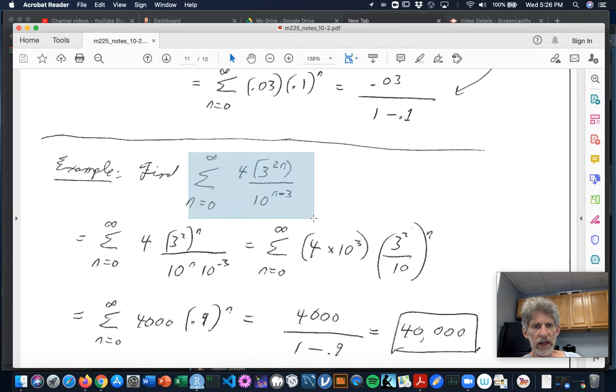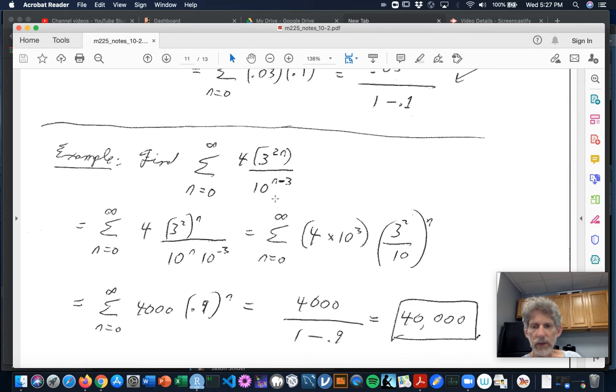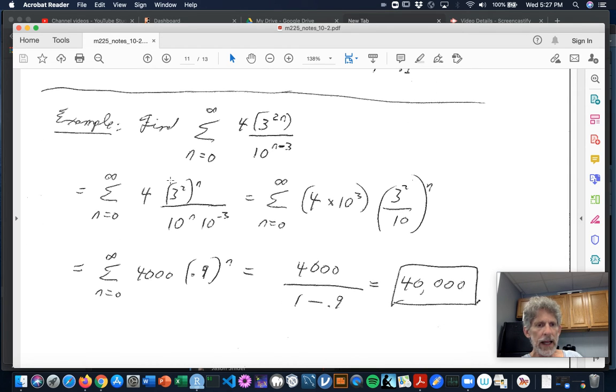Here's something that looks a lot like a geometric series. It does go from 0 to infinity. It's just that you don't have one power of n. You've got 2 powers, and they aren't simply n, like 3 to the 2n here and 10 to the n minus 3 here. So what's up with that? Can you write this as a geometric series? Yeah, because 3 to the 2n is 3 squared to the n. 10 to the n minus 3 is 10 to the n times 10 to the minus 3. I'm going to take that 10 to the minus 3. 1 over 10 to the minus 3 is 10 to the 3.